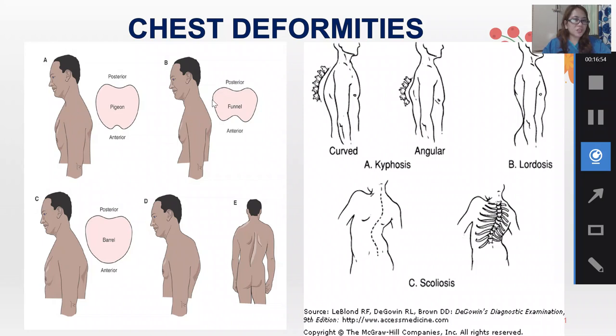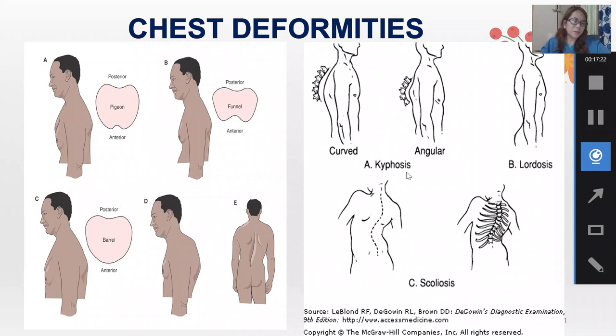The funnel chest, yan yung shape, no? Ganyan naman ang itsura ng patient. Parang nakakuba. The barrel chest, okay? Posterior and anterior. So, nakita nyo, parang malaki siya. Okay? And then, ito another abnormalities ng spine. Alin ang kamukha niya dito? This is actually, okay, kyphosis.